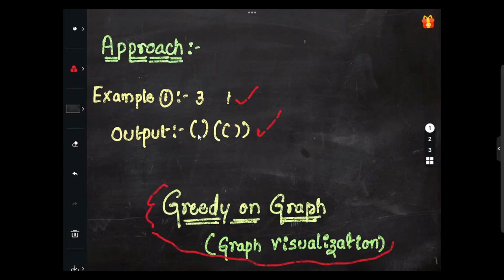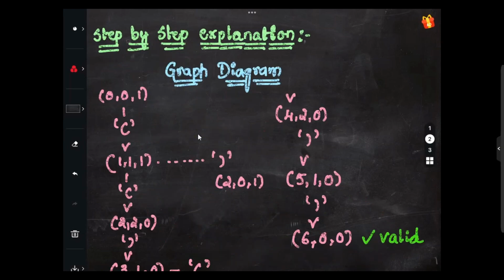We will be going with greedy on a graph, that is, a graph visualization. Then we'll be applying the greedy on the graph. Greedy acts as the valid path here. So greedy is used to find the valid path basically, on the graph. Let's move on with the step-by-step explanation.